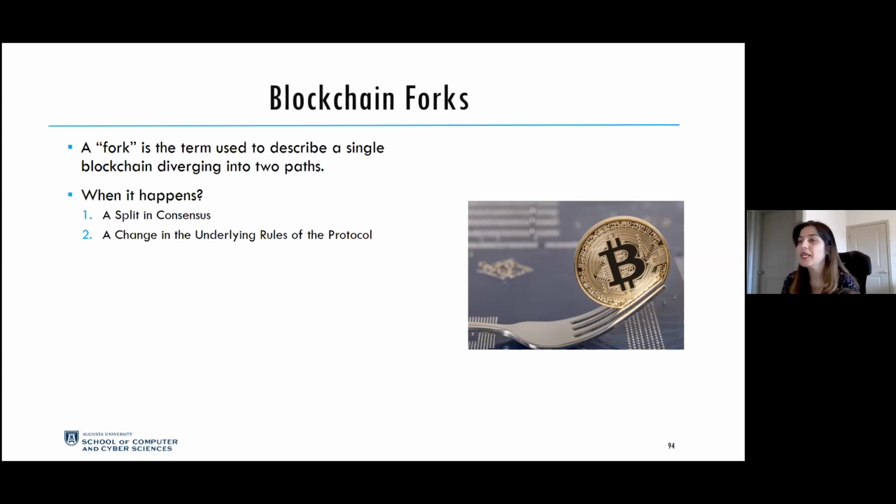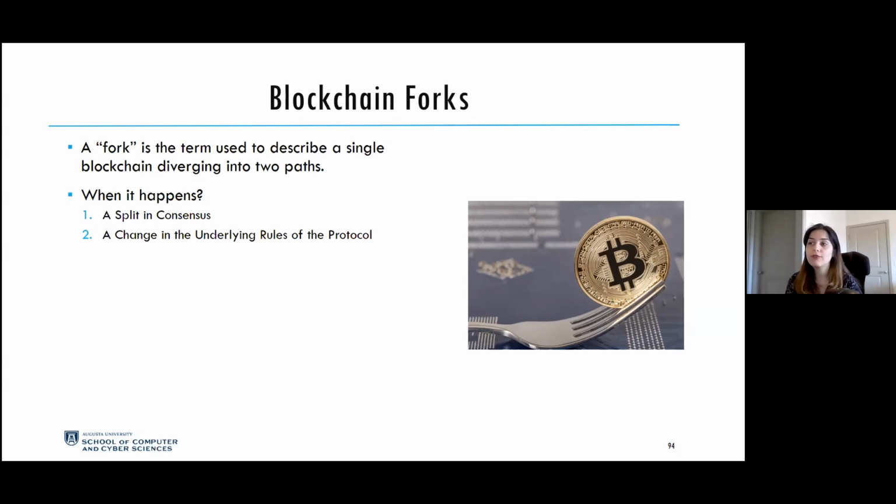Okay, so now a question may rise in your head: what if two miners at the exact same time published a new block? This will create a fork. A fork can happen for two reasons. First, a split in consensus. That means two miners by chance at the same time create two blocks with the proof of work, even though their transactions may be different, but they have created a valid block and distributed it. Now the nodes should decide which one to pick, which we're going to explain.